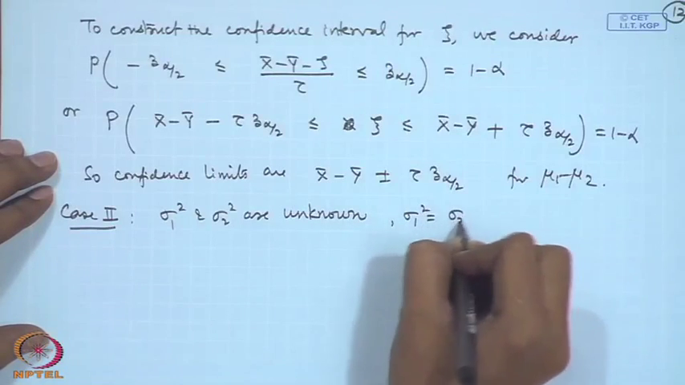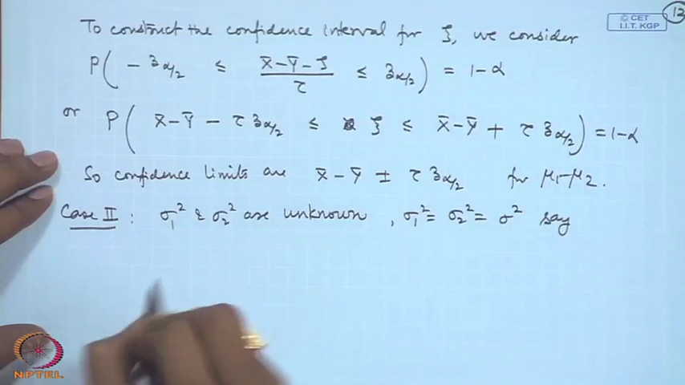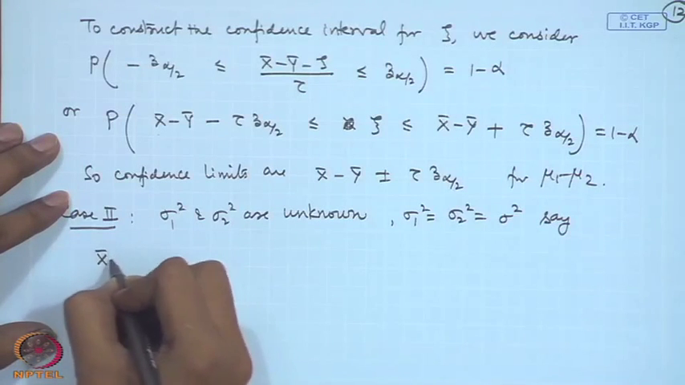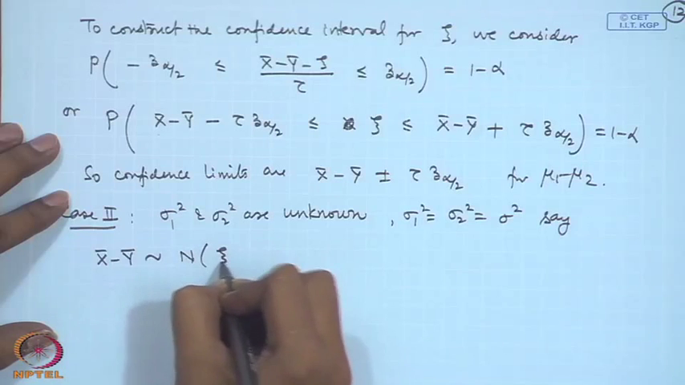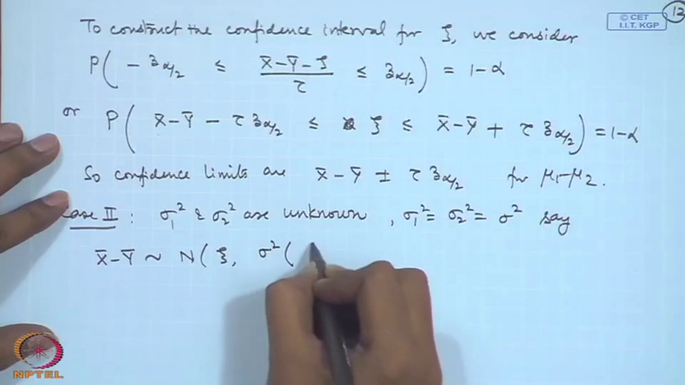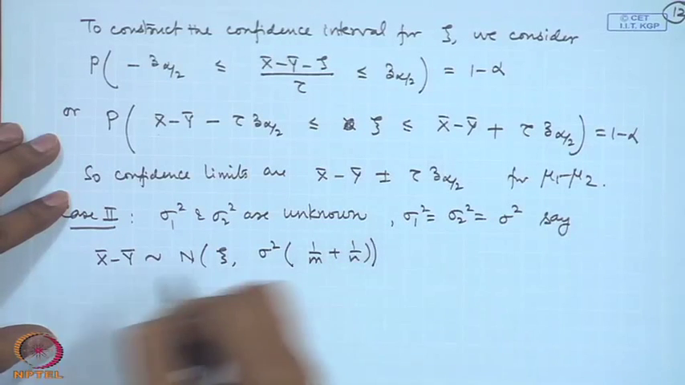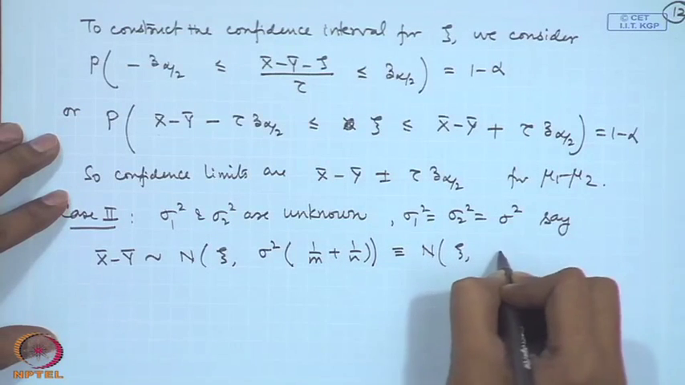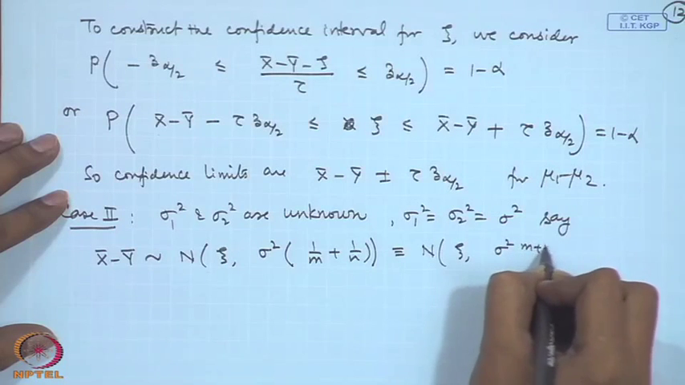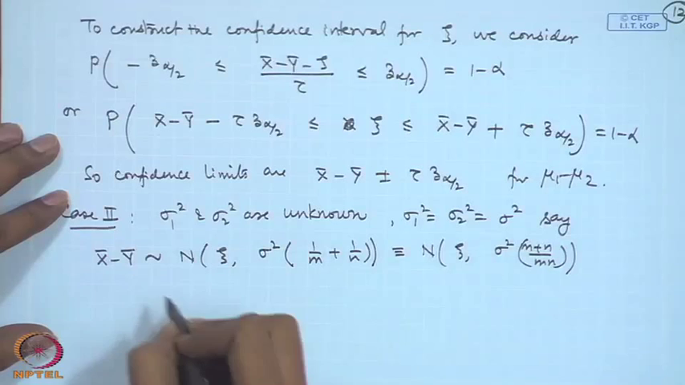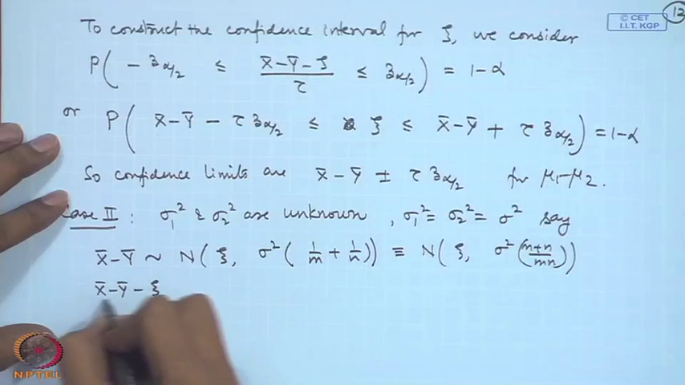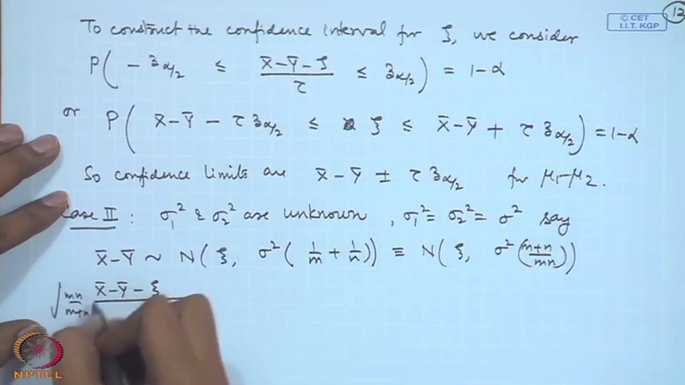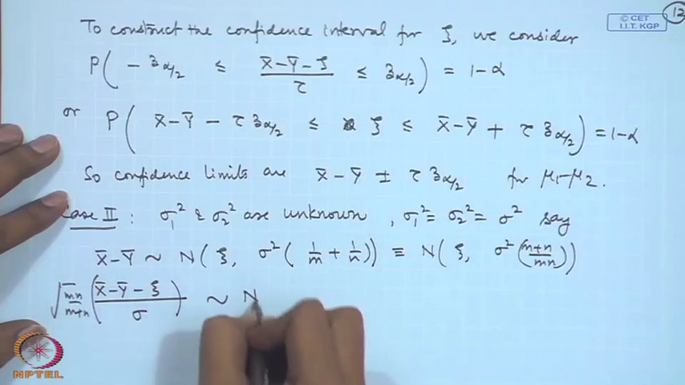So, let us take sigma 1 square is equal to sigma 2 square. Now, in this case the first term, that is x bar minus y bar, that was following normal xi, and this tau square will become sigma square into 1 by m plus 1 by n, that is nothing but normal xi sigma square (m plus n) by m n. So, x bar minus y bar minus xi divided by sigma root (m n by m plus n), that is following normal 0 1 distribution.